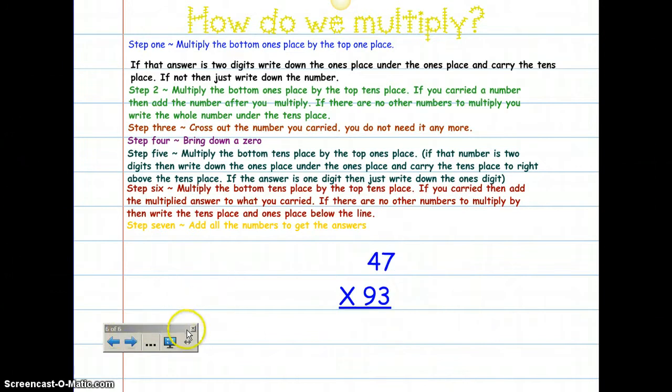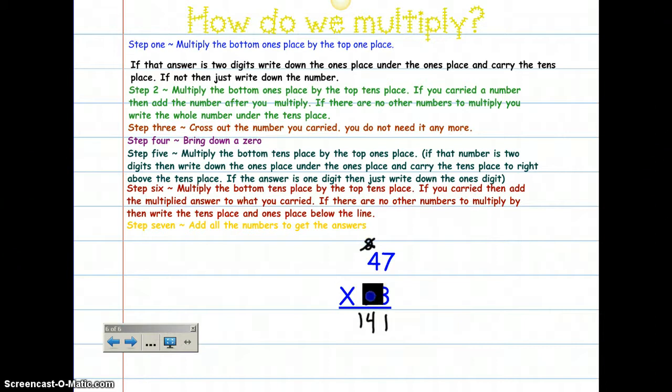Last example. I'm going to use my little block again to cover up the tens place because I start in the ones place. So again, the ones place times the top ones place, 7 times 3 is 21. I write down the ones place, I carry the tens place to the tens place. Then 4 times 3, which is 12, plus 2 is 14. So I've already done that step.